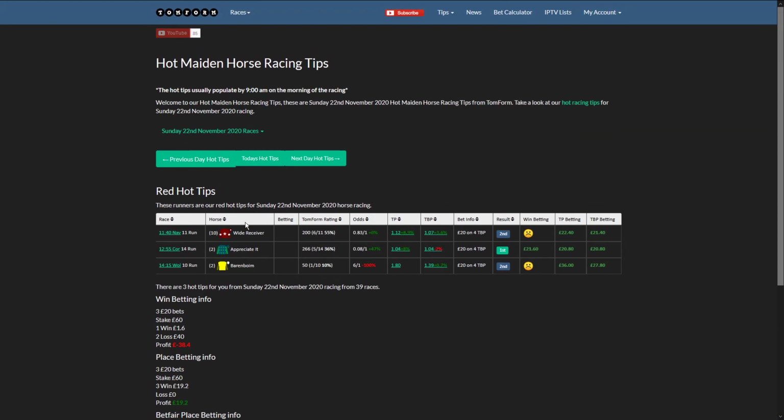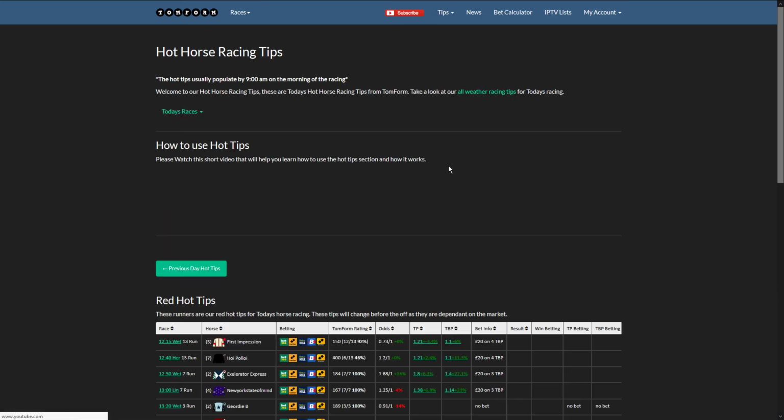So as you can see, on Sunday, the 22nd of November, all three placed and returned. This one was a nice one. Bernard Boehm actually placed, came second at 6-1. So, and these are the maiden racehorse tips. So yeah, that's how you follow the hot tip section on TomForm.